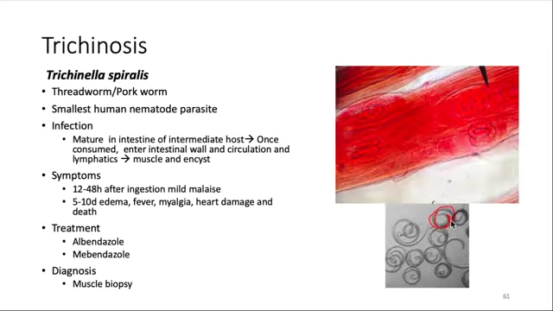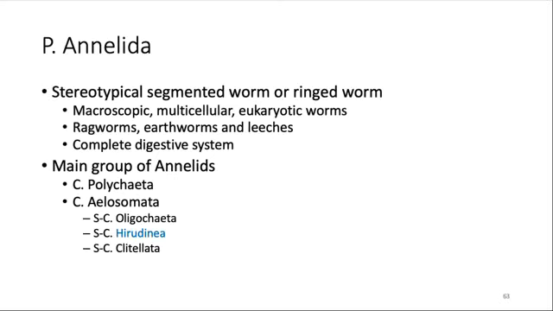Then we have the phylum Annelida. The phylum Annelida are the segmented worms. In terms of morphology, we see that they are ringed, so they are ringworms and segmented worms. They're also macroscopic, so we can see them with the naked eye. They are multicellular. Good examples are earthworms, leeches, and ragworms. They have a complete digestive system as well.